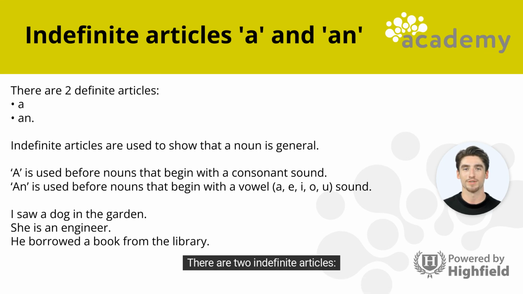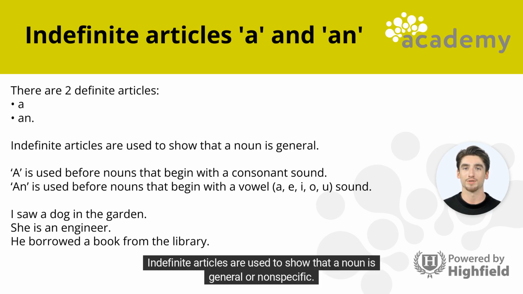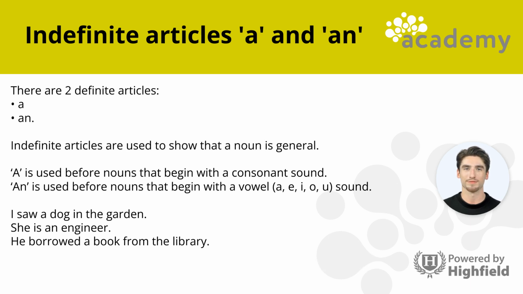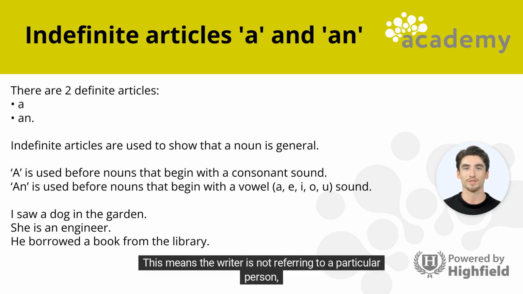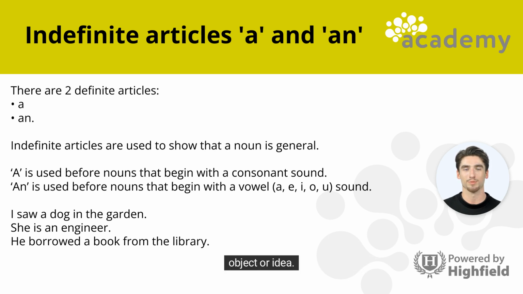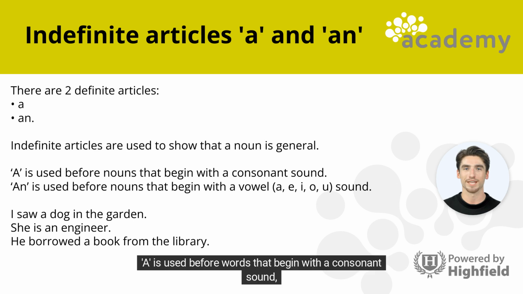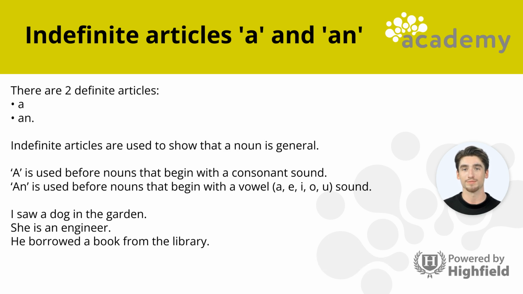There are two indefinite articles, a and an. Indefinite articles are used to show that a noun is general or non-specific. This means the writer is not referring to a particular person, place, object or idea. A is used before words that begin with a consonant sound, and an is used before words that begin with a vowel sound: a, e, i, o, u.